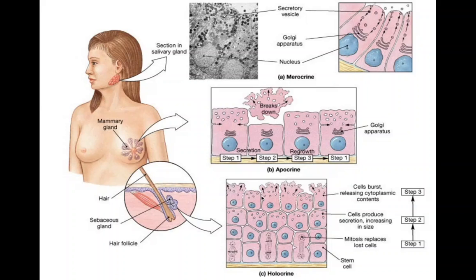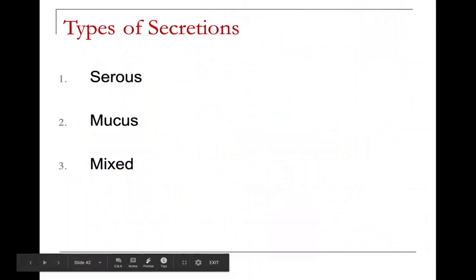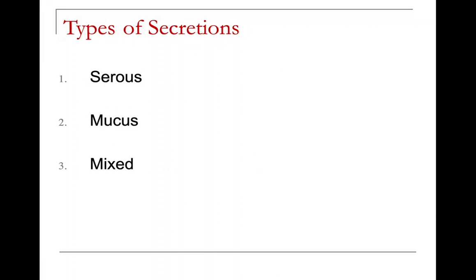So here's some examples of various types of glands: for merocrine glands, saliva; mammary glands for your apocrine glands; and then holocrine would be something like the sebaceous glands. So 3 types of secretions: serous, mucus, and mixed.